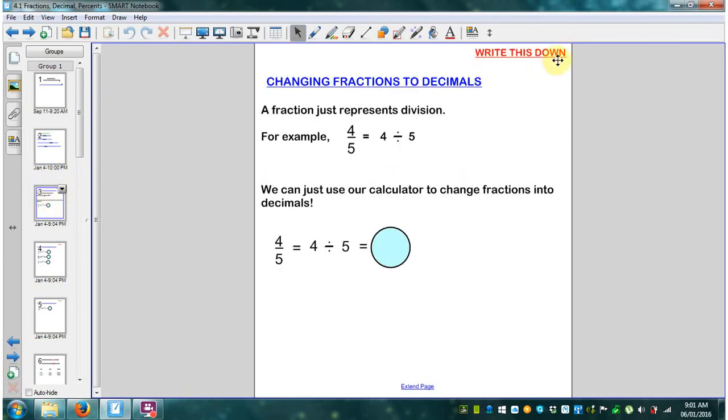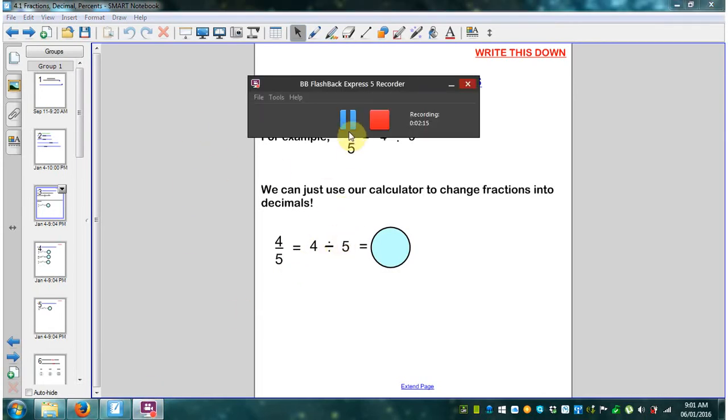Okay, so I want you to write this down. Make sure you write down this subtitle here, changing fractions to decimals. So a fraction just represents division. So for example, if we had 4 over 5, that's the same as putting 4 divided by 5 into your calculator. Okay, we can just use our calculator to change fractions into decimals by just using this fact that we know that 4 over 5 represents division. So I'm going to get my calculator there, and then when we come back, I'll show you exactly how to put it in.